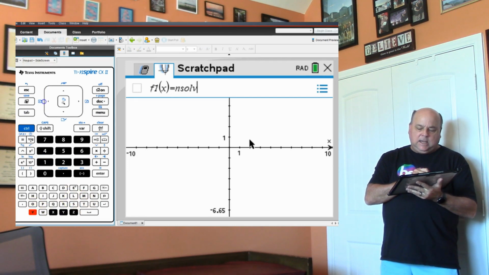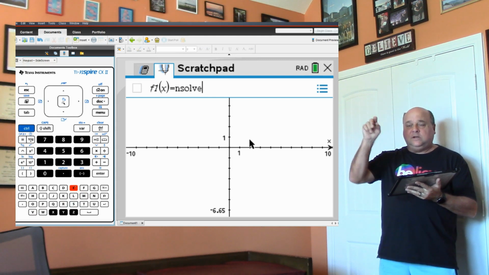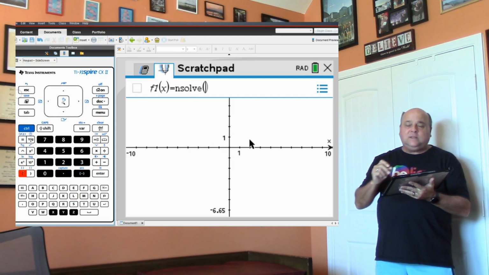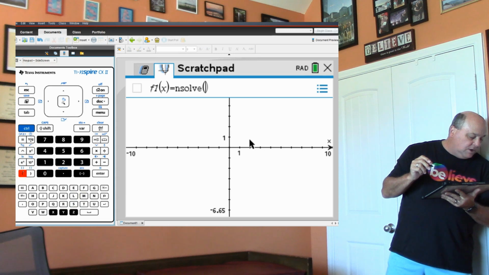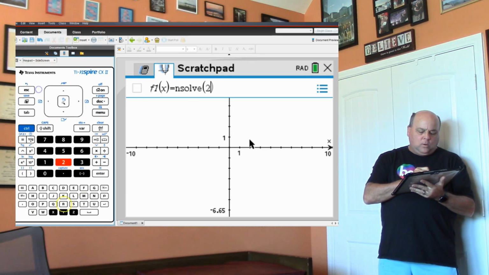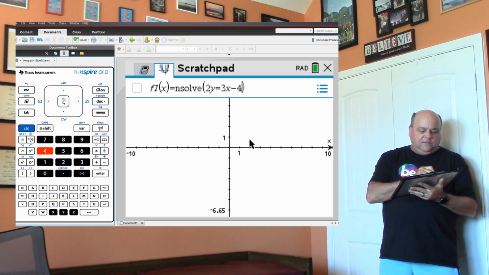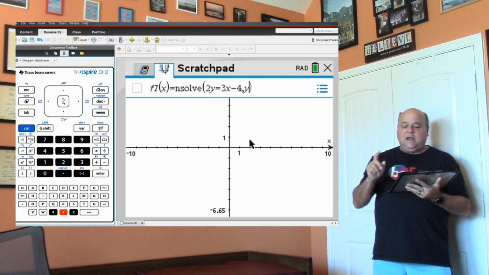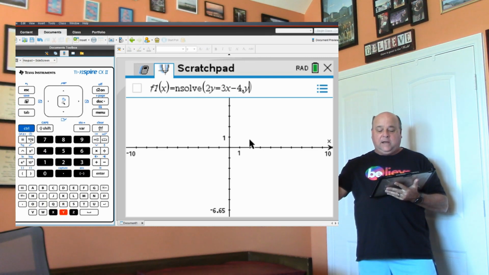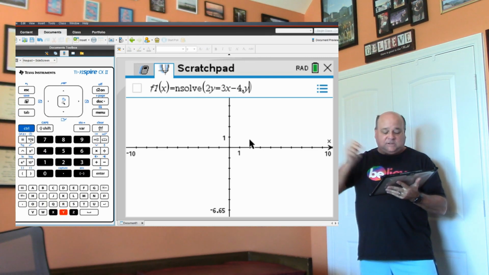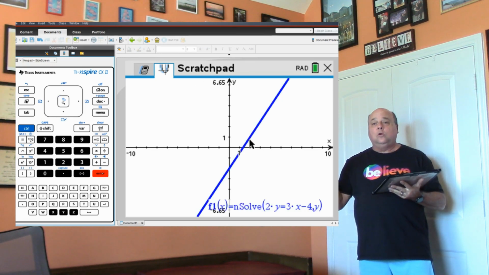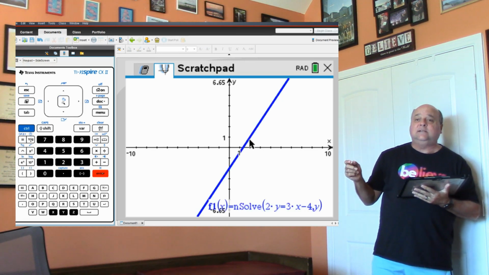N-S-O-L-V-E. So I've typed in nsolve. Notice how it changes. Start a parentheses, and now you're going to type in 2y equals 3x minus 4, and then you have to hit comma y. Now I have 2y, and the comma y is inside the parentheses. Hit enter, and it will graph that line. Your calculator may take some time.